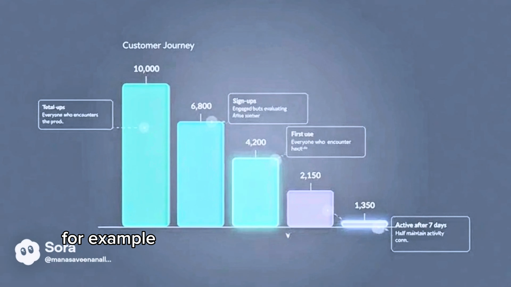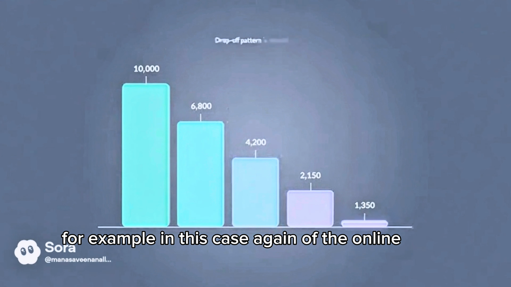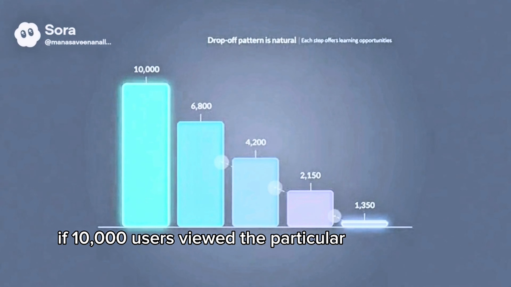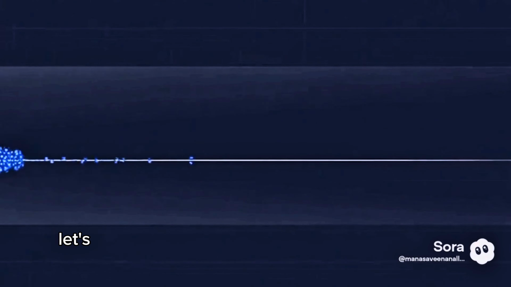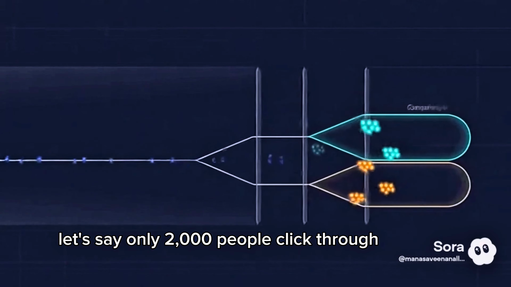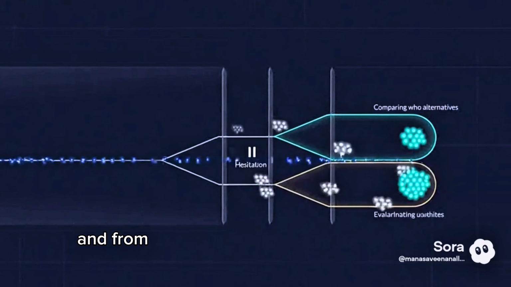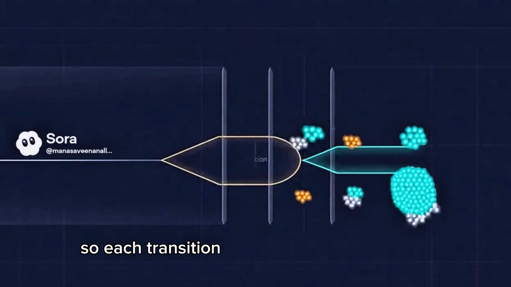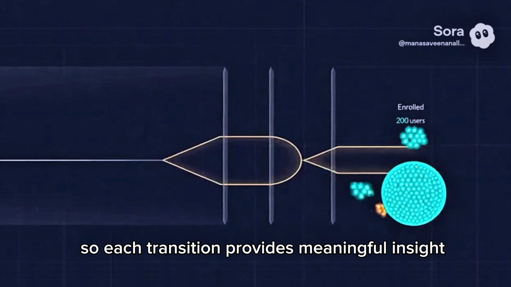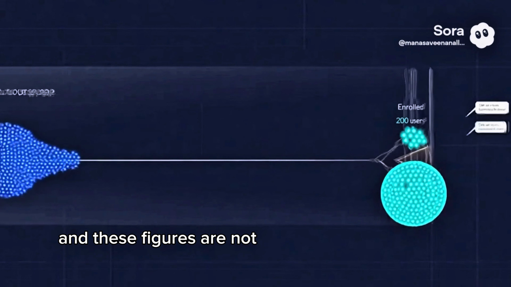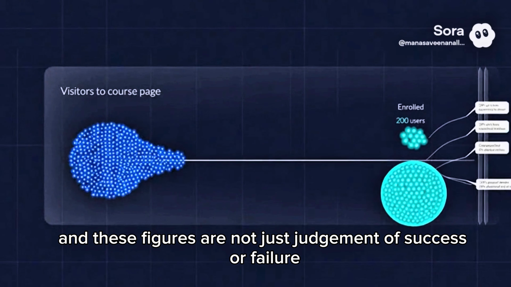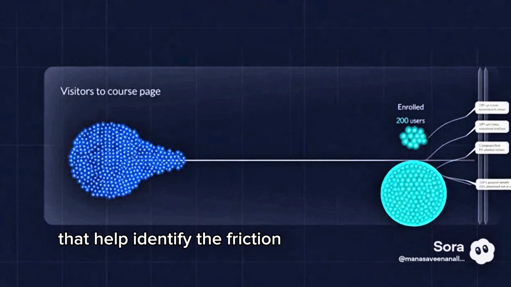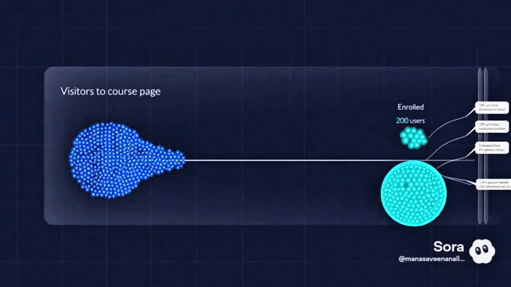For example, in this case again of the online course creator, if 10,000 users viewed the particular advertisement of a course, let's say only 2,000 people click through to the course page, and from there, only 200 people enroll in the course. So each transition provides meaningful insight. And these figures are not just judgments of success or failure. They are behavioral signals that help identify the friction points in the customer journey.